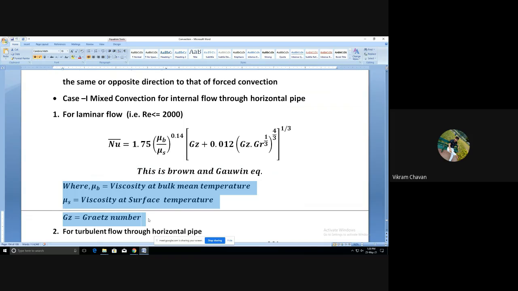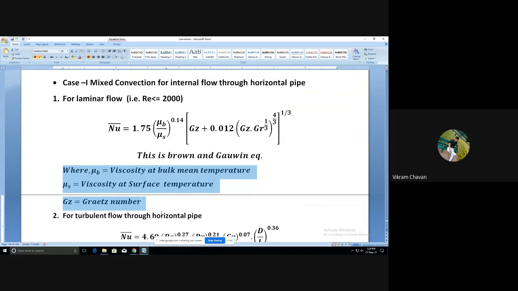Whereas Gz is nothing but Graetz number. We have seen the significance of Graetz number. It is only used for flow through a pipe. Its formula is pi by 4 multiplied by Reynolds number multiplied by Prandtl number multiplied by d divided by L.